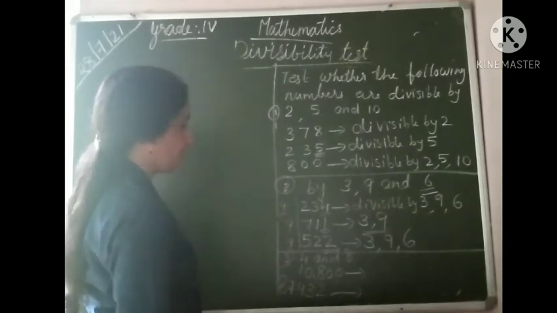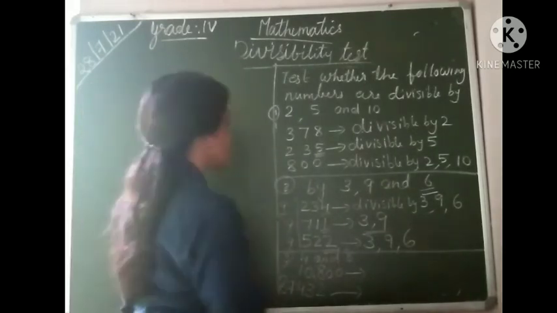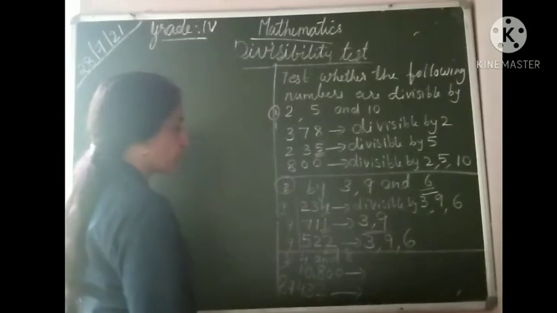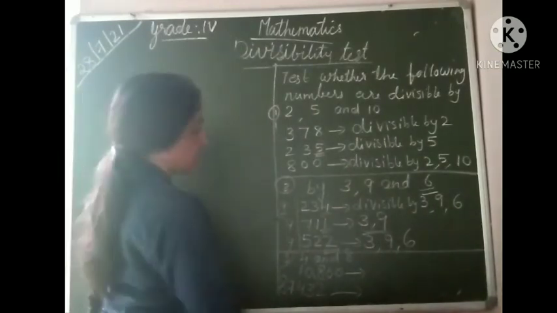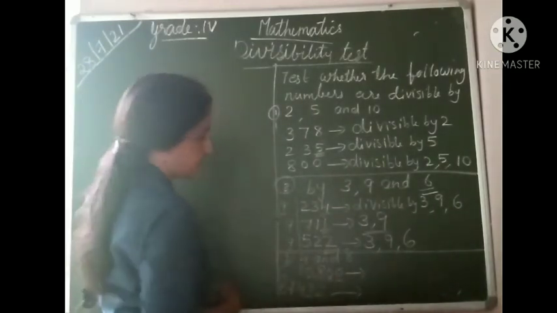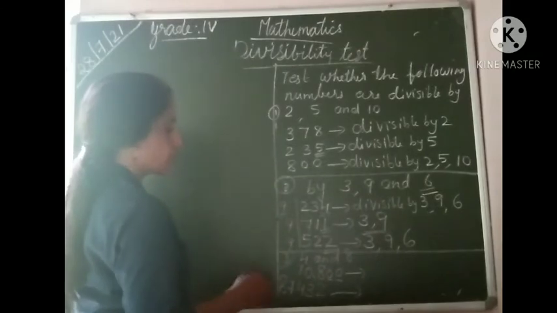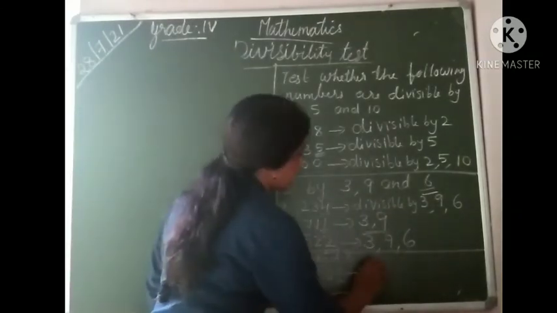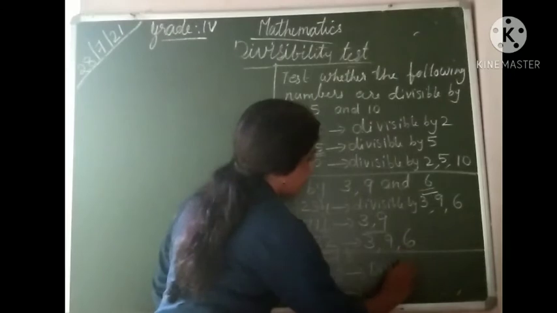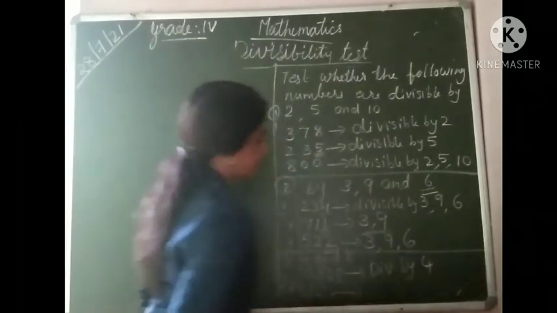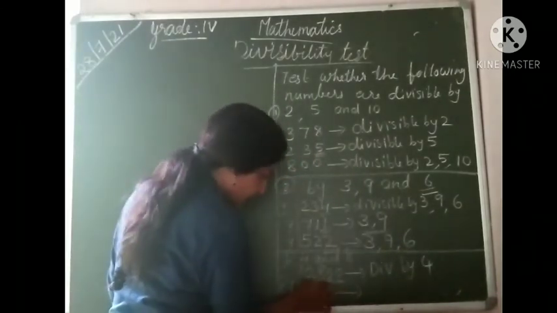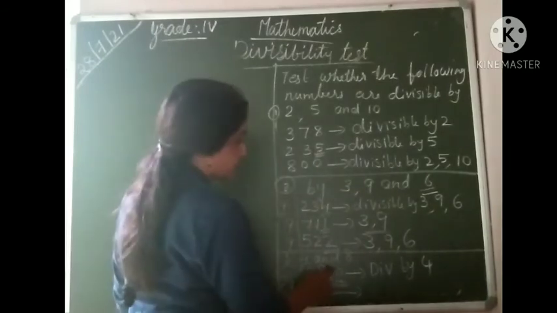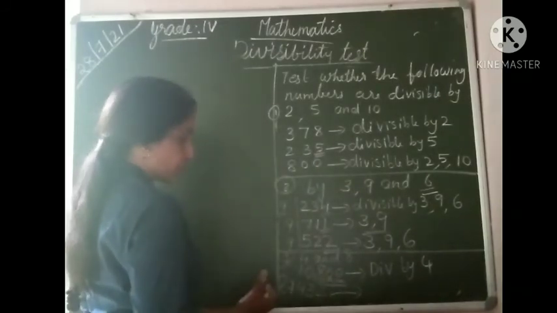10,800 is a big number. Without division, can you say this number is divisible by 4? How? Yes, we can check the ones and tens places. If the ones and tens places are both 0, we can easily say that the number is divisible by 4. And by checking these three places, the ones, tens and hundreds are zeros.